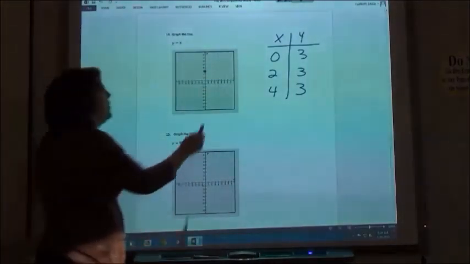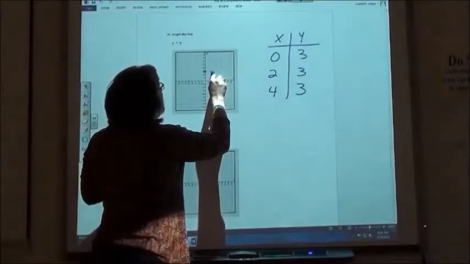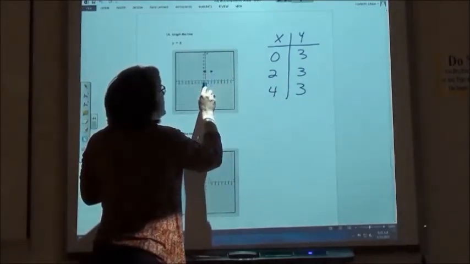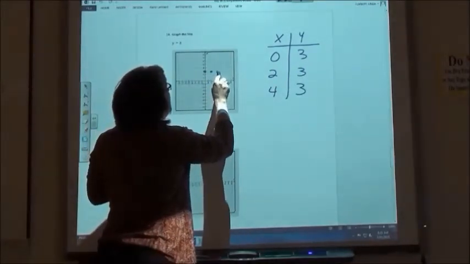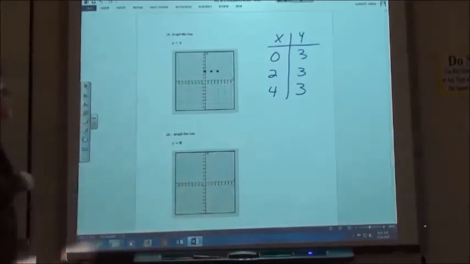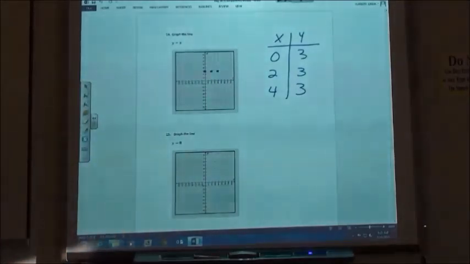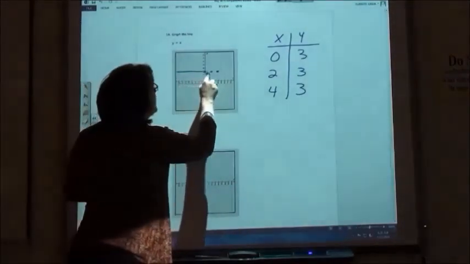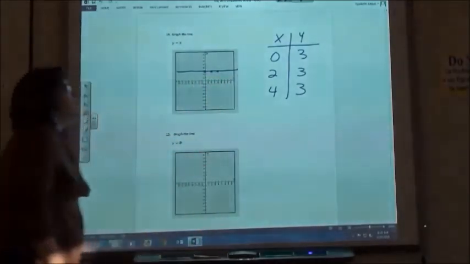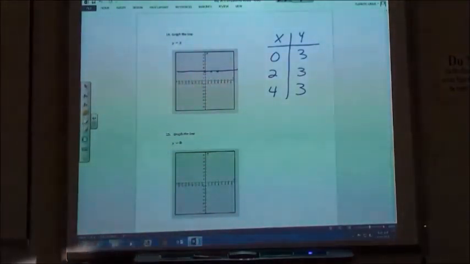Then we're going to go 2 over and 3 up, and then 4 over and 3 up. And you notice what happened with your dots there? It just went in a straight across horizontal line, touching y equals 3, right? So that's all there is to these ones. You have to recognize it should end up either being a vertical line or a horizontal line, and that either all your x's are the same or all your y's are going to be the same.